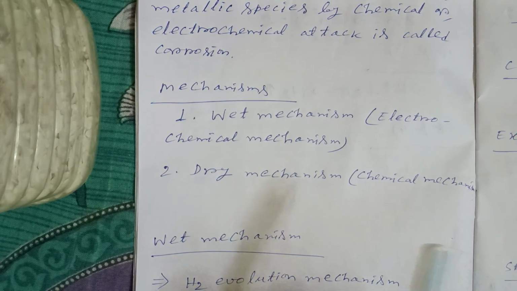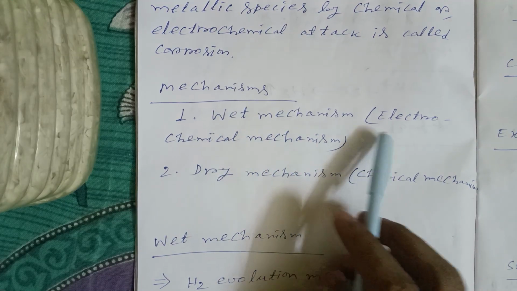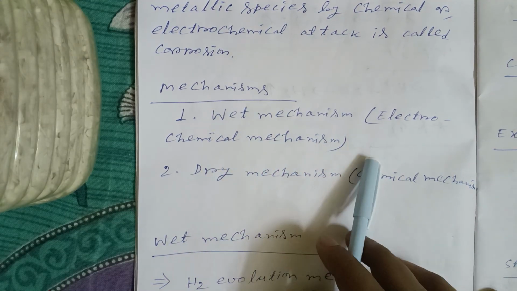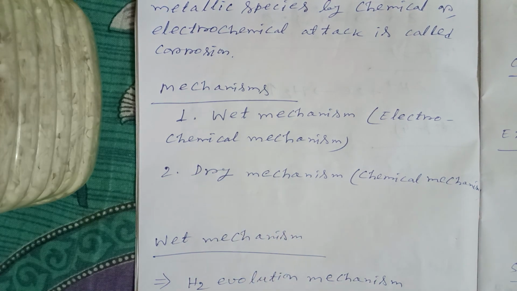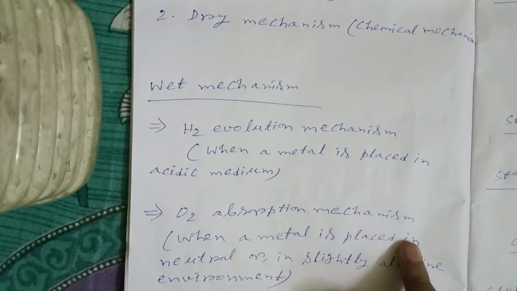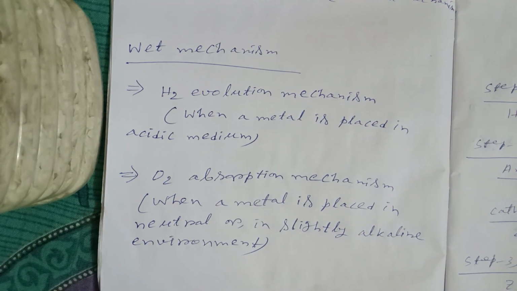Now, corrosion has two mechanisms. One is the wet mechanism, which is actually the electrochemical mechanism, and another is the dry mechanism, that is the chemical mechanism. Now in case of the wet mechanism, two types of mechanisms are present.